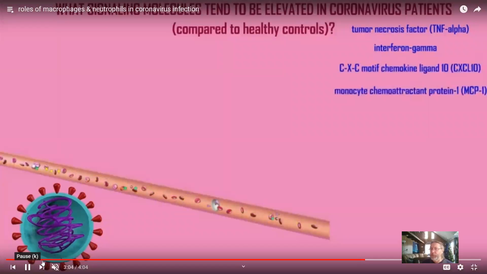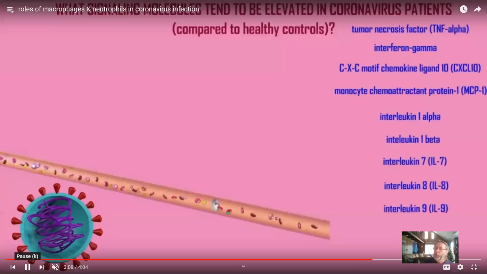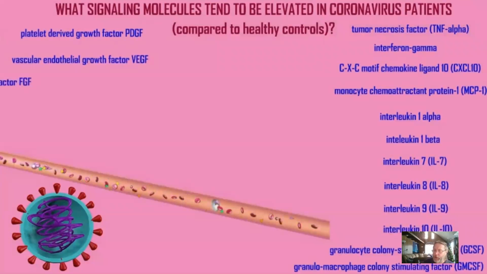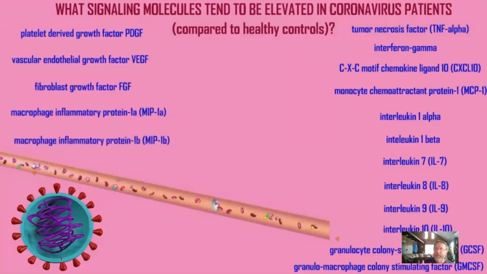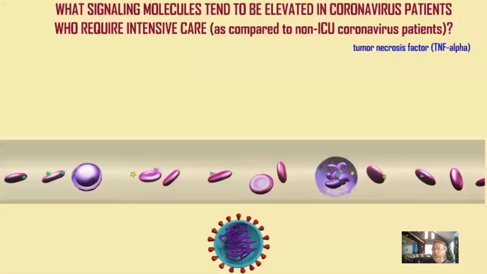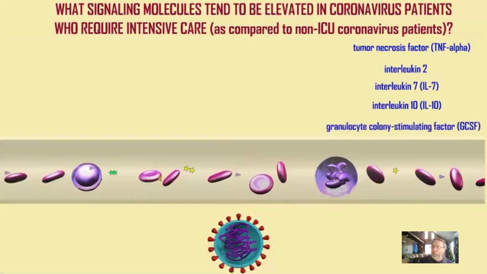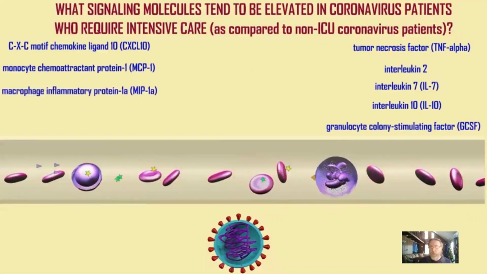So as I'll see and I'll get back to, all of these proteins are local hormones, signals, which a coronavirus patient typically expresses more of than a healthy person. And all of these signals are ones which are overproduced in coronavirus patients who require intensive care compared to those who have a mild infection.